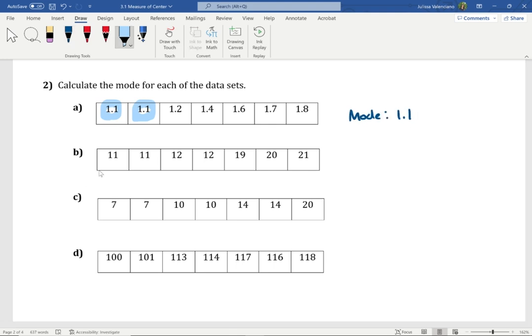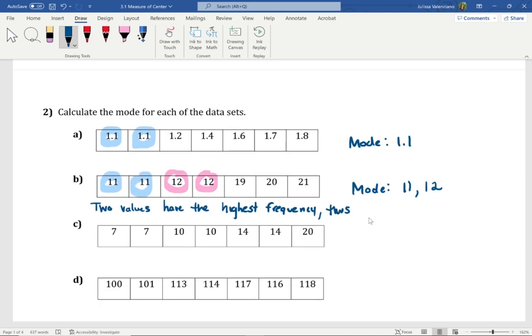Now in part B, we have a data set containing the data values 11, 11, 12, 12, 19, 20, and 21. We see that 11 repeats twice. We see that 12 also repeats twice. So what's going to be our mode? Our mode is going to be 11 and 12. So let's make a note here. Two values have the highest frequency. Thus, the mode includes both values.